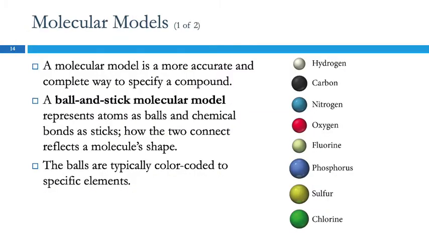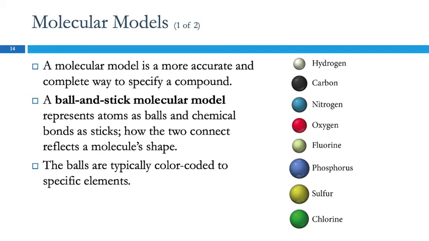Molecular models are another way we can specify a compound. Ball and stick models are useful. These are examples of ball and stick models. They're so-called because they use balls and sticks, right? Such clever names we have. We actually have a color coding system for those atoms. This is not anything you need to memorize, but typically hydrogen is white, carbon's black, and you see all these other guys.